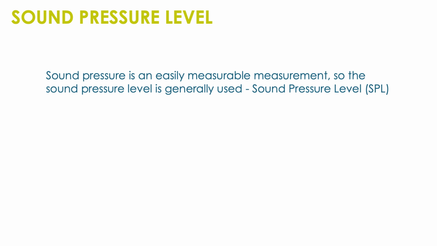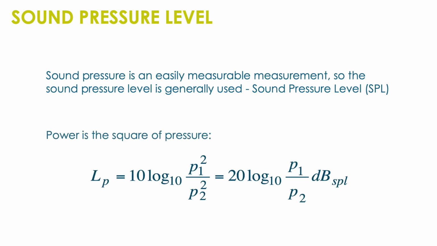Now, sound pressure level is instead a practical measure because sound pressure is easier to quantify directly with respect to others, like the power. We know that power is the square of pressure, so let's transform the power to the pressure. We obtain that LP, which is the pressure level, is equal to 10 log of P1 squared over P2 squared, which is actually 20 log P1 over P2 decibel SPL, according to the properties of logarithms.